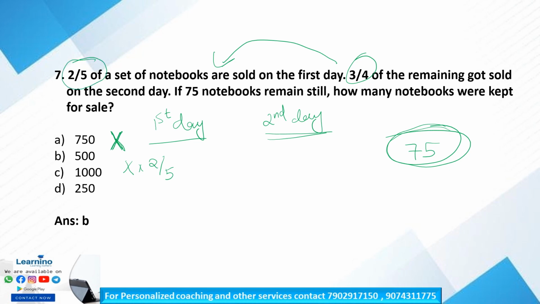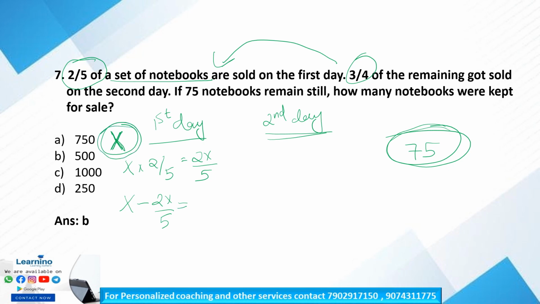2 by 5 of a set of notebooks. So we have x number of notebooks. 2 by 5 of that set of notebooks means x into 2 by 5 are sold on the first day. That is 2x by 5 sold on the first day. So what will be the remaining? x minus 2x by 5 is the remaining number of notebooks on the first day.